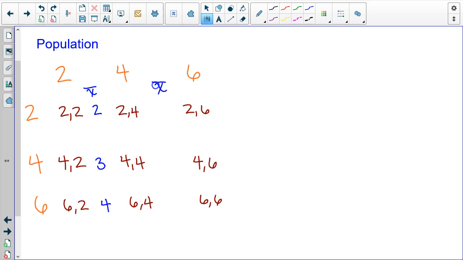So we can find the mean of each of these samples as well. So we'd have 3, 4, 5, 4, 5, 6. So you have all of your possible samples of size 2, and then you have all of your means for each of those samples, okay?